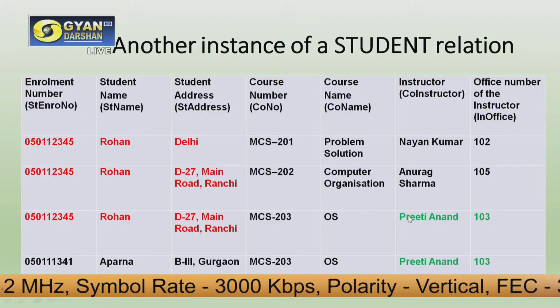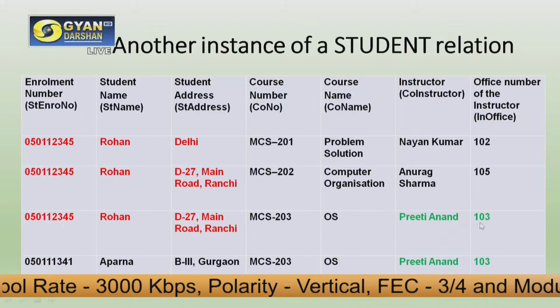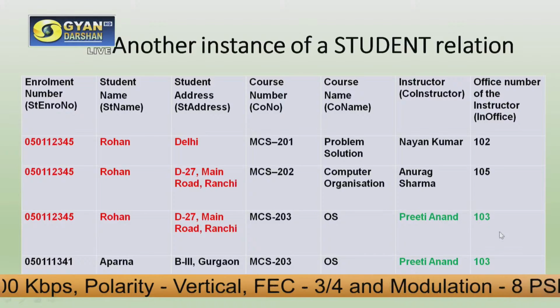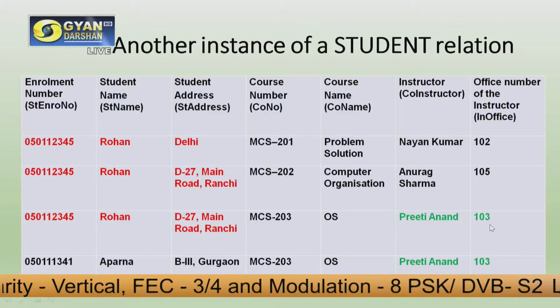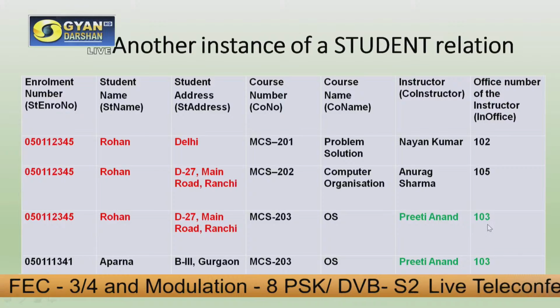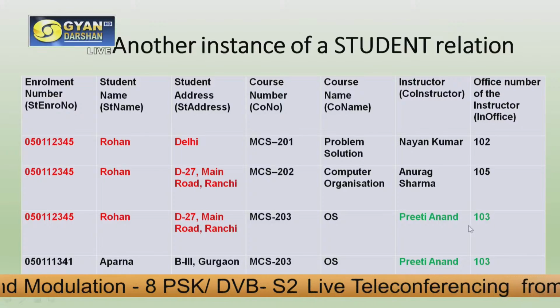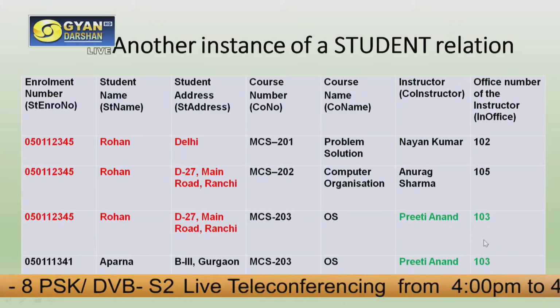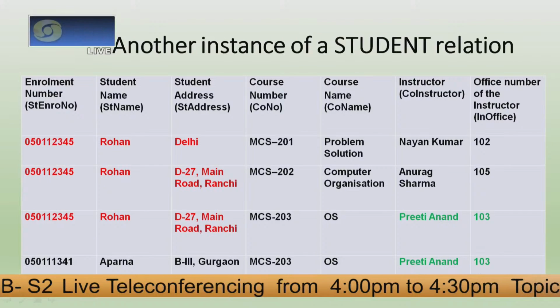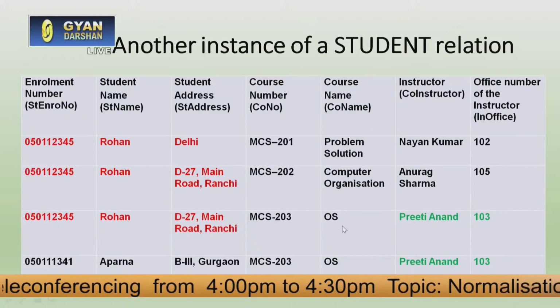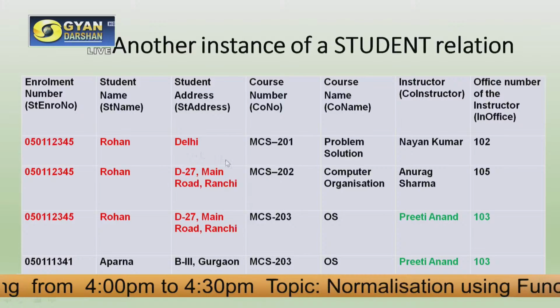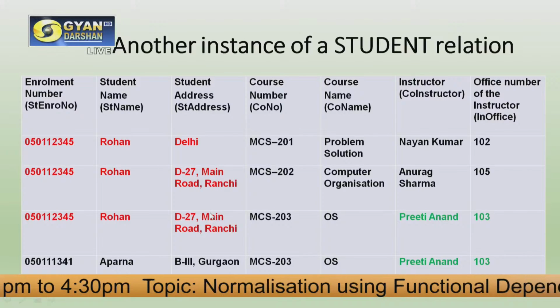And similarly, the same thing can happen as far as this green instructor is concerned. Suppose the room number changes to 104. Then the problem is that we have changed it at one place, and we need to change it at all the places, which once again is a problem. So this is called the update anomaly.